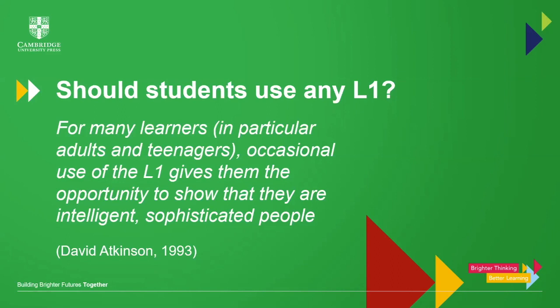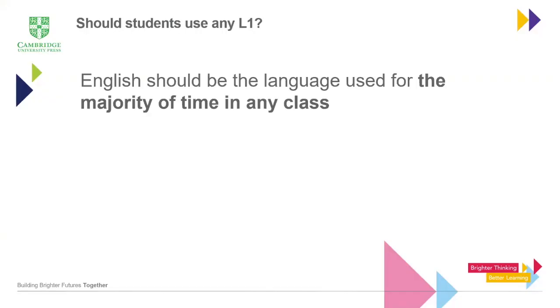And Atkinson goes on to say that he's not saying that we should suddenly start using L1. He's not saying that at all. And he makes the point that English should, of course, be the language used for the majority of time in any class. If it's not, then it's not an English class, is it? It becomes something completely different. But he says that we need to think of the balance between English and the first language, and that will depend on many factors. And he lists several.